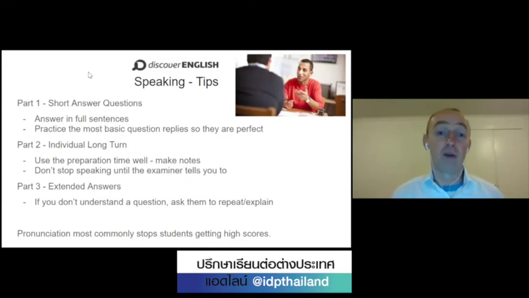Individual long turn, use the preparation time well. Some people don't. Some people get into the IELTS speaking exam, and when it comes time to do the speaking, they just look at the task and then they say, okay, I can start. Don't do that. Take note, make notes. Even if you know you probably won't use the notes, it's always nice to have them there. It gets your mind thinking. You start to think of the different vocabulary that you're going to be using that's related to the topic. Write some of that down. Write some of the words down that you think you're going to use. Then you're already starting to think about it, and it'll help greatly when you actually come to have to speak.